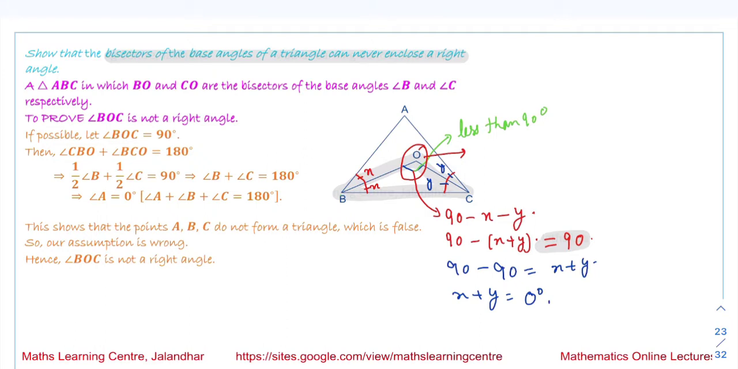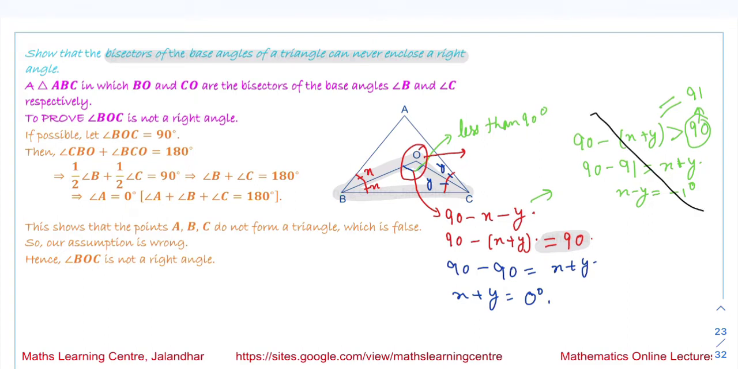Now suppose the value of angle O is greater than 90 degrees, so 90 minus x minus y is greater than 90. Suppose I am supposing the value is say 91. It may be any value over here. Then 90 minus 91, I will get the value of x plus y equal to minus 1 degree, and again this is not possible. So the same thing is explained over here.